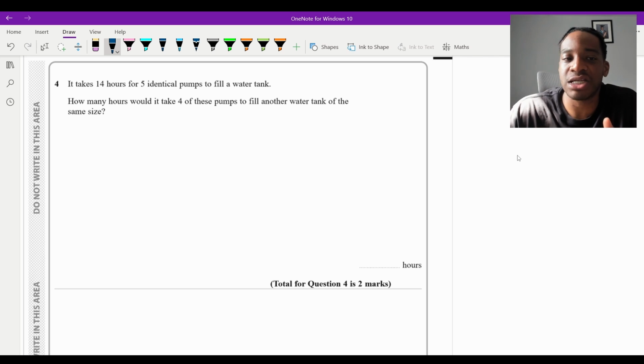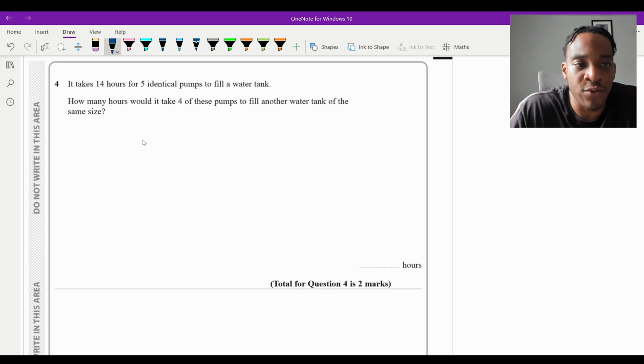This is just a classic case of inverse proportion, and you're going to see why. So I'm going to write out what they've told us. We've got 5 identical pumps. I'm just going to write 5 pumps.